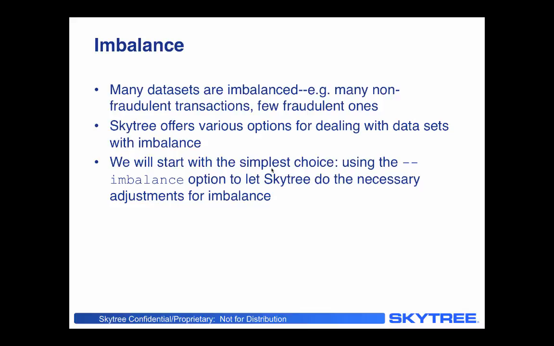Many real-world datasets have a significant degree of imbalance. For example, if we're trying to build a system for detecting fraud in credit card transactions, our training set will contain many more non-fraudulent cases than fraudulent cases. And with such a high degree of imbalance between the 2 classes, straightforward applications of machine learning methods may not result in good accuracy. There are various methods for dealing with imbalanced datasets in Skytree, and we will start with the simplest one, namely using the imbalance option. And this can actually be quite effective.